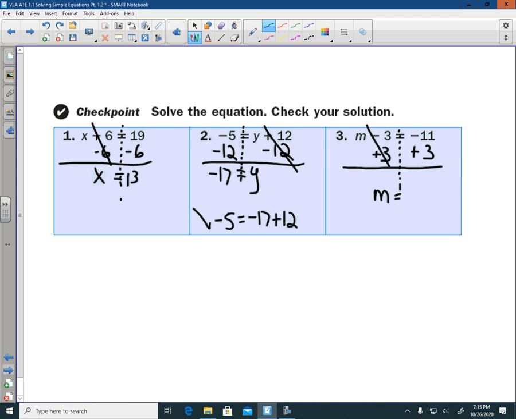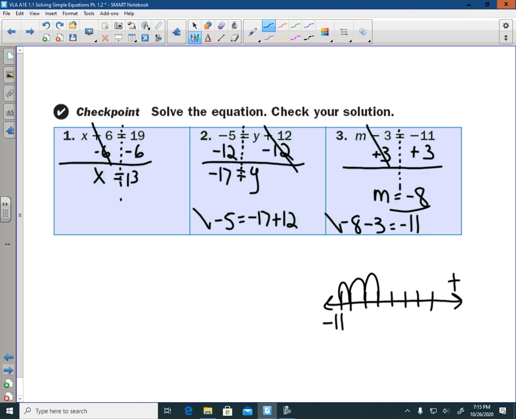What is negative 11 plus 3? Well, I don't know off the top of my head. So why not draw a number line? Negative 11, positive direction, 3 places. 1, 2, 3. Oh, okay. There's negative 10, negative 9, negative 8. And then you can check it. Is negative 8 minus 3 more, negative 11? Yep. So we have the correct answer.